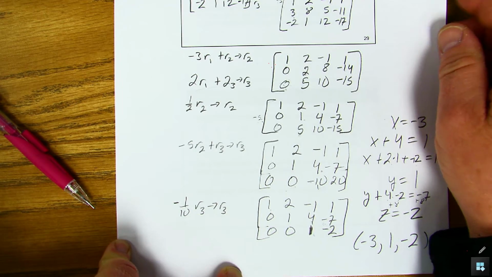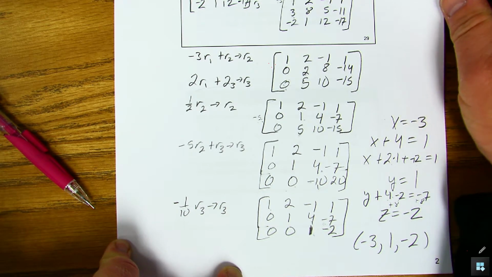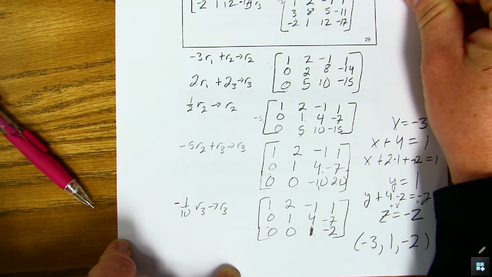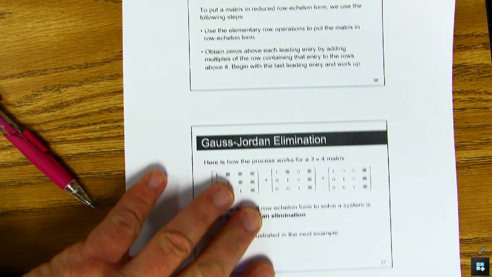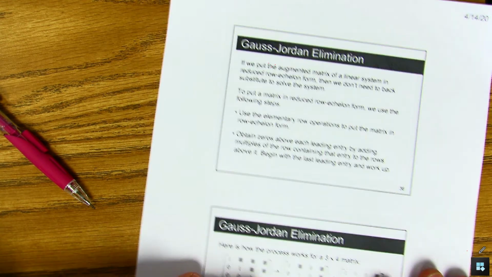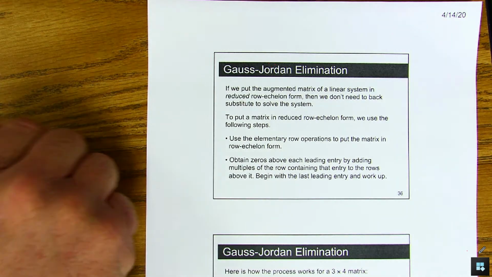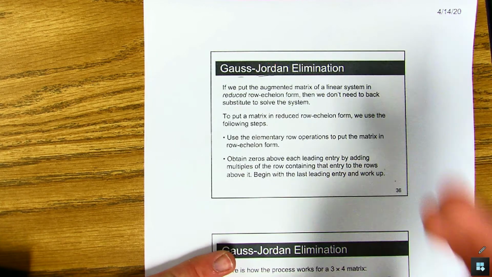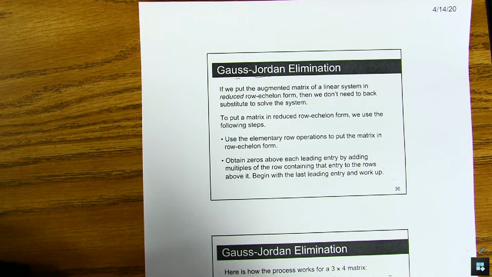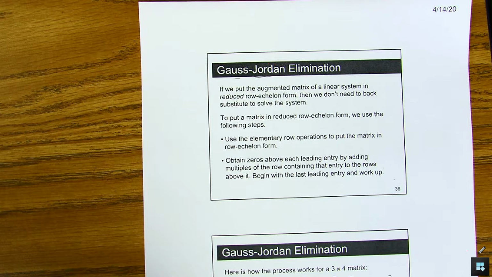Okay, so that's called Gaussian elimination, and we put the matrix into what's called row echelon form. Okay? Now, here's the deal. I'm going to keep going here. There's this thing called Gauss-Jordan elimination, so Gaussian elimination with Jordan. It's a little bit more. Remember how I showed you the difference between row echelon form and reduced row echelon form?